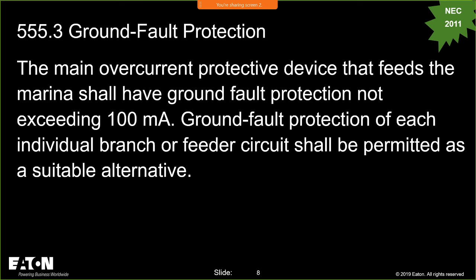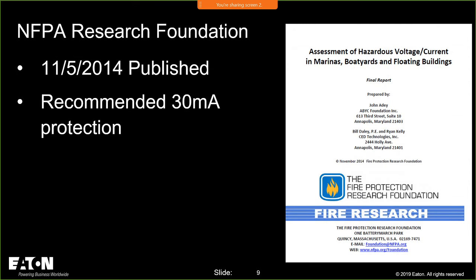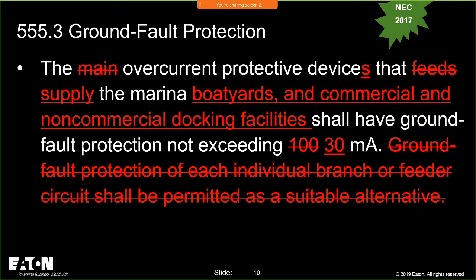This is the language that we had in the 2011 cycle. This was the Research Foundation that was published afterwards, and everybody complained about the 100 milliamps. And then the Research Foundation came back and said, you know what? We need to change that 100 milliamps. We're going to change it down to 30 milliamps. And then in the 17 cycle, they changed it and said that all overcurrent protective devices that supply the marina have to have 30 milliamp protection.